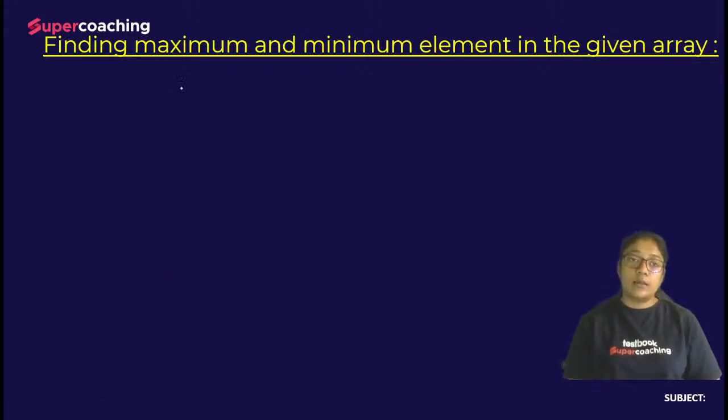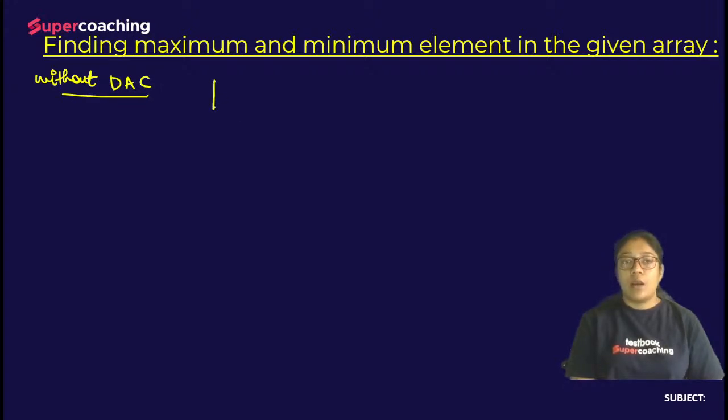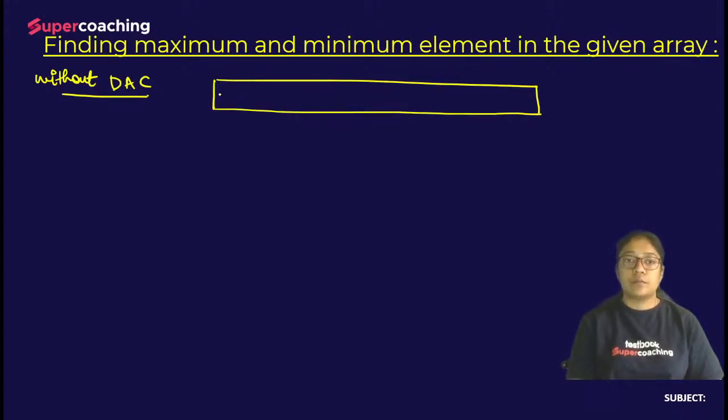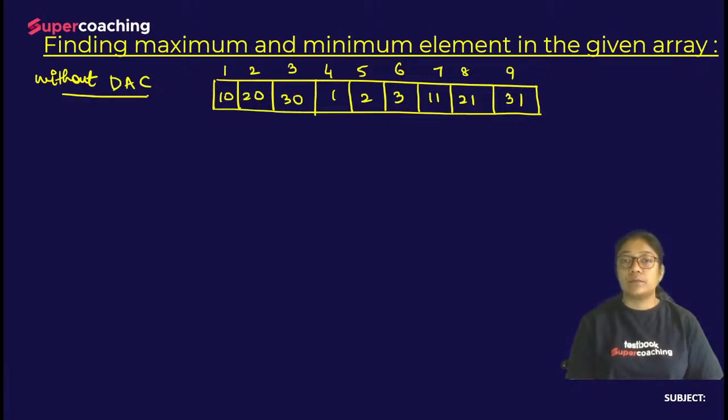First of all, we'll consider the case that is without DAC. I'm taking an array, unsorted array, 10, 20, 30, 1, 2, 3, 11, 21, and 31. Let's assume that this is the case. And here we have the index of the array. I'm considering this as 1, 2, 3, 4, 5, 6, 7, 8, and 9.